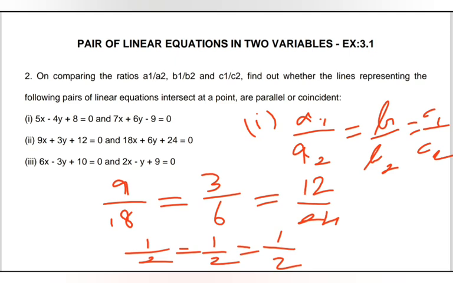Let's go to the third question. That subdivision you can try on your own. It is also a simple one.